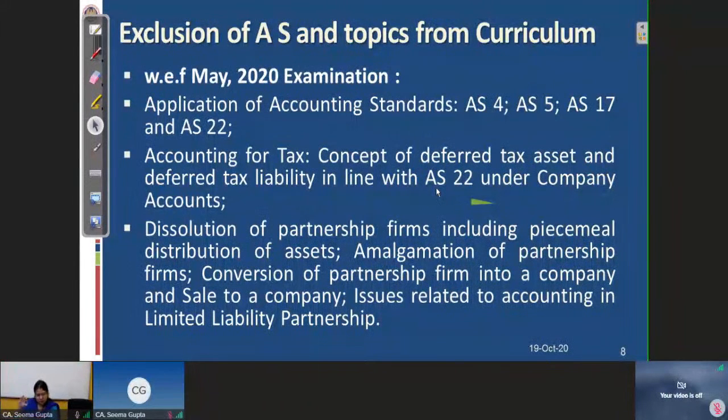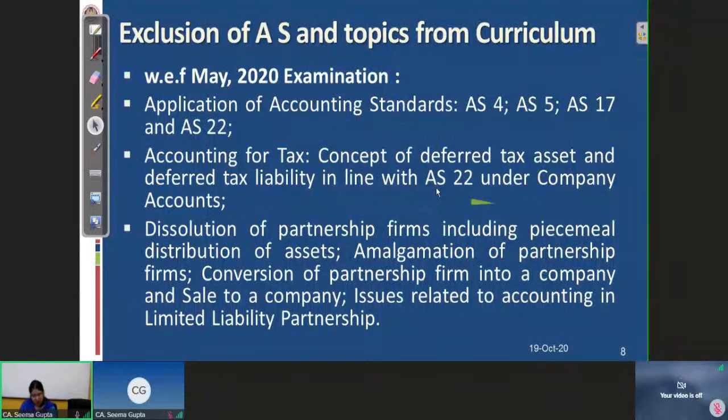A subtopic related with AS22, that is the concept of deferred tax asset and deferred tax liability in line with AS22 under company accounts, was also there under chapter 4. Because we were removing AS22 from this paper, that subtopic also was removed from the company accounts portion under the paper 1 new syllabus. This is all I am telling about the paper 1 new syllabus.